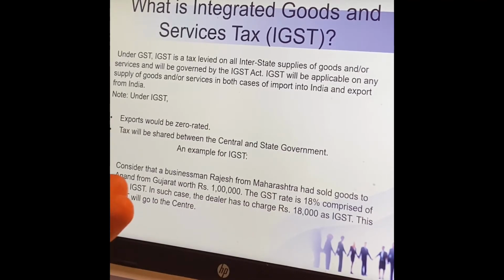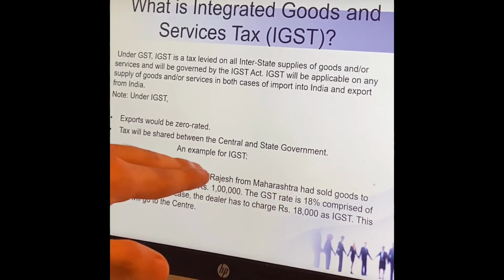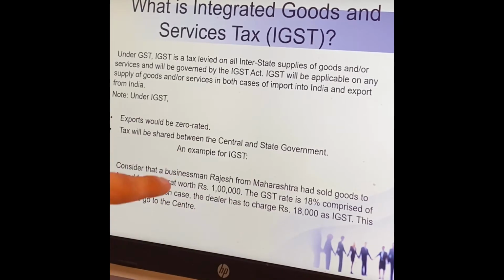So on 1 lakh, the GST rate is 18%. In this case, the dealer has to charge 18,000 as IGST, and the whole tax. In the previous example, we discussed the 18,000 was being divided into 9,000 and 9,000. But in this case, all that 18,000 will go to the central government.